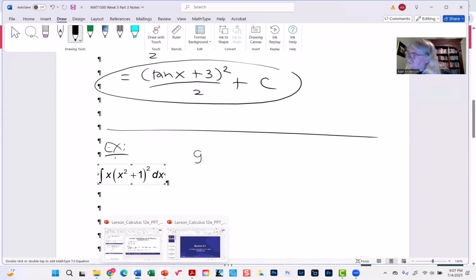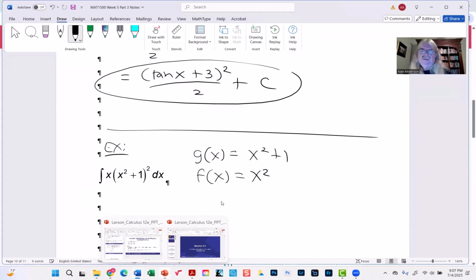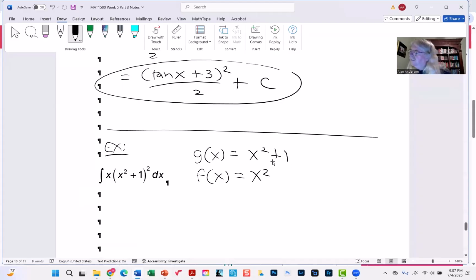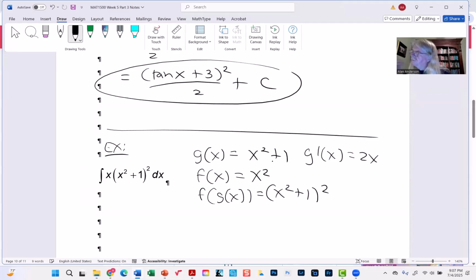So let's try g of x equals x squared plus 1. F of x is x squared. That means that f of g of x is x squared plus 1 squared. G prime of x is 2x. See, there's the holdup. We don't have 2x, do we?